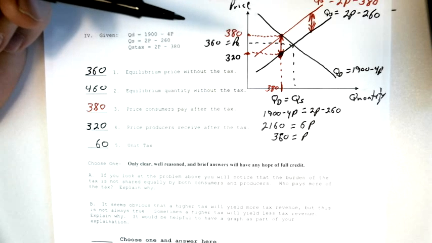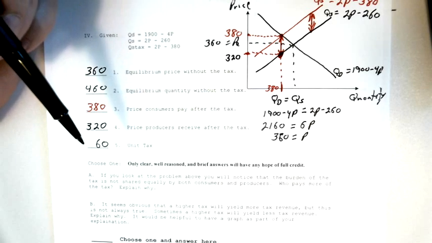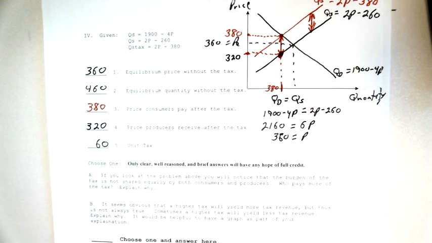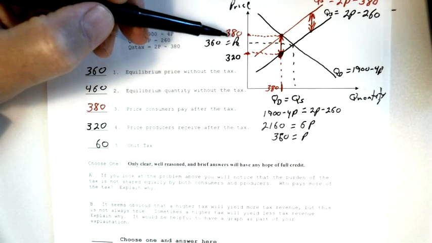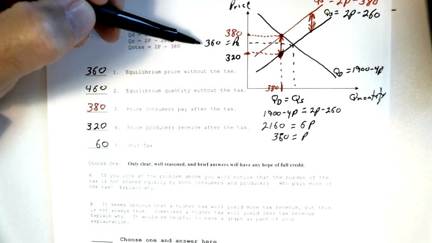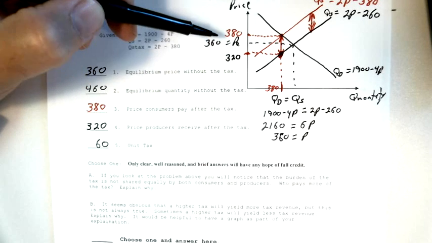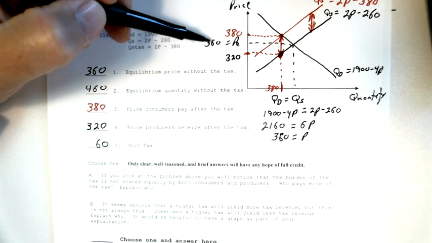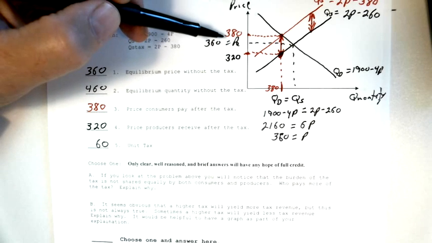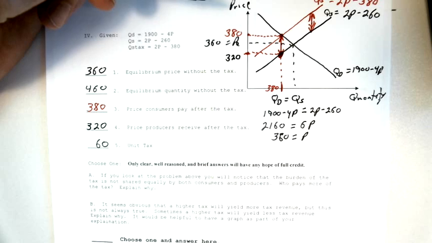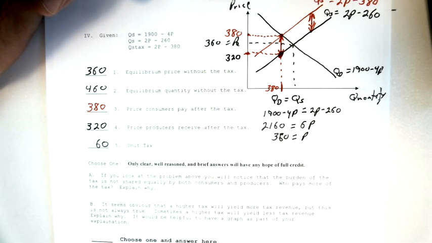Then in the second part, these are little discussion questions. It says, if you look at the problem above, you will notice that the burden of the tax is not shared equally by both consumers and producers. Who pays more of the tax and why? Well, in this case, let's see, producers have given up $40, haven't they? Because they used to get $360, and now they only get $320. So they've given up $40, and consumers used to pay $360, but now they have to pay $380. So consumers have given up $20. So in this particular example, it looks like producers have paid more.